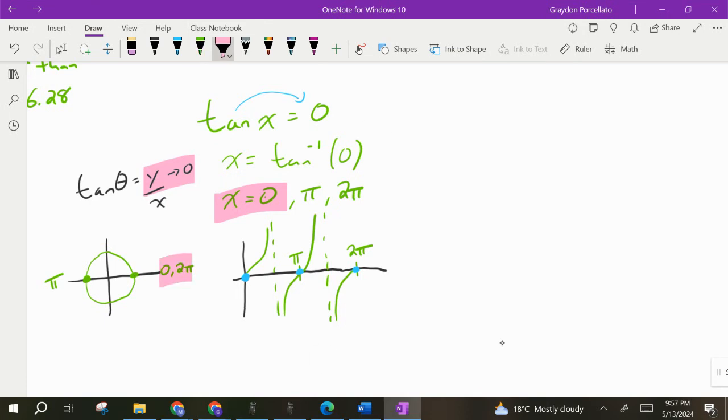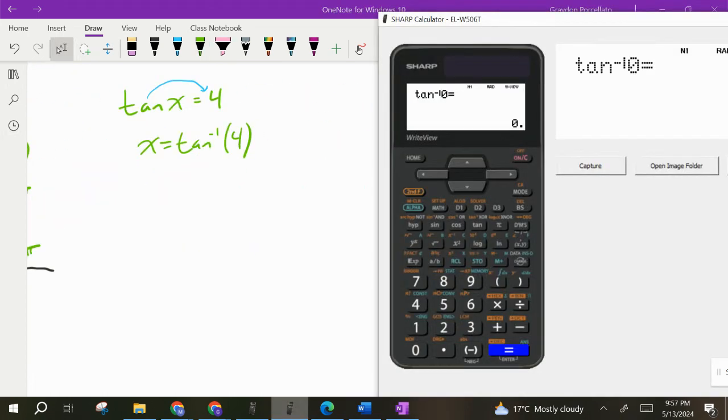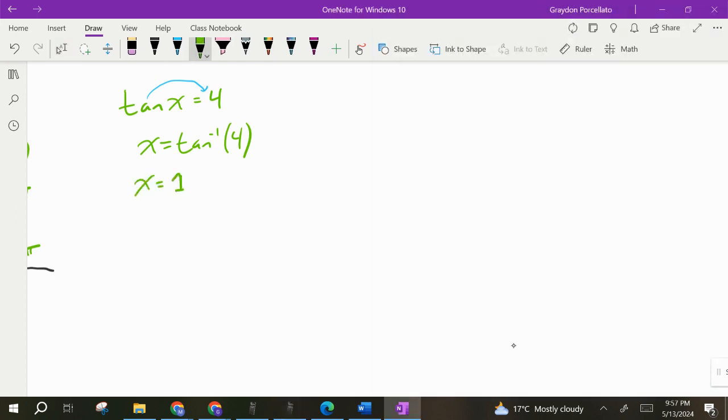So that's another way to find your solutions. Okay? Now, the other one I wanted to look at was, what about when the tan of x is equal to 4? In order to do this one, I'm going to do the same thing. I'm going to bring tan over, and what I get is x equal to tan negative 1 of 4. We're going to use our calculator for that. Second tan of 4 equals 1.32. So we get x equal to 1.32.